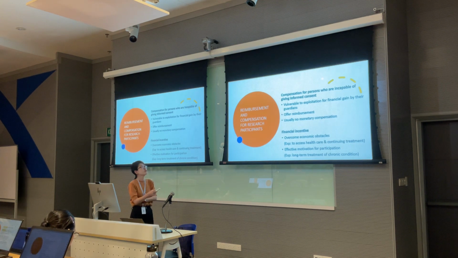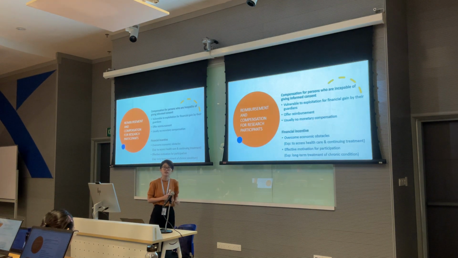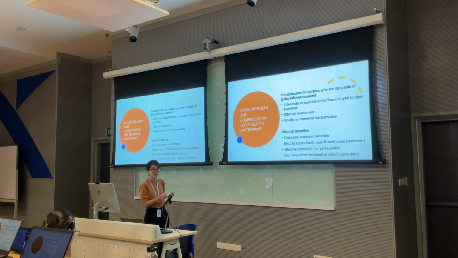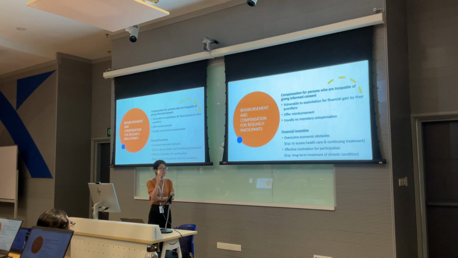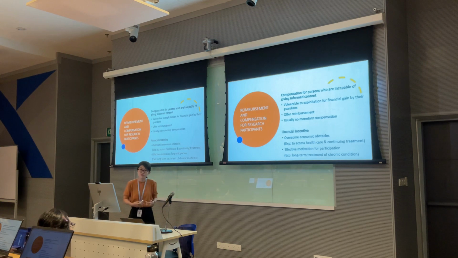For the compensation for persons who are incapable of giving consent, you should give special attention, because usually this population is under the control of their guardians, or their parents or their representative. So these people may take advantage of this population, because they know that they are incapable of giving consent, so they try to claim some reimbursement or compensation for themselves instead of the participants.